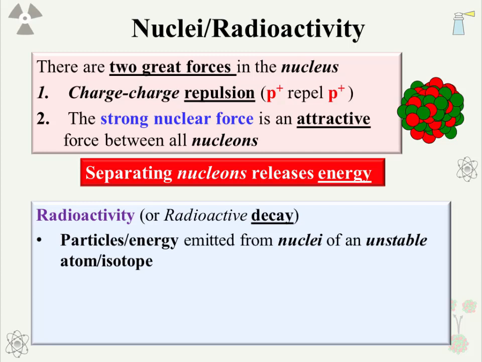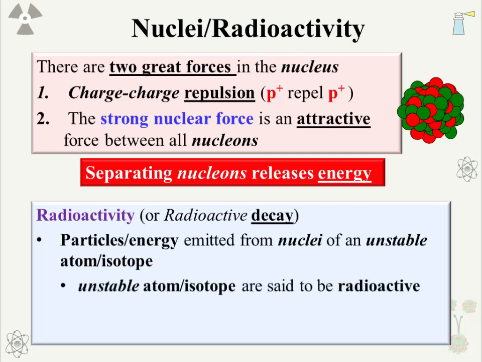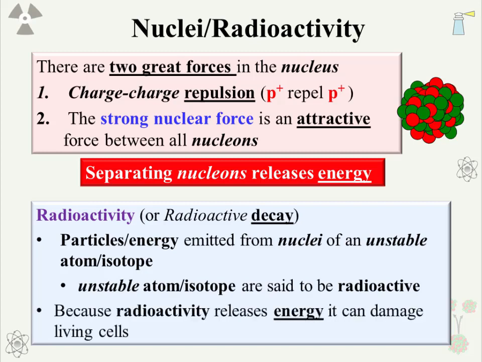Radioactivity is when particles or energy are emitted from the nucleus of an unstable atom or isotope. Unstable atoms or isotopes are said to be radioactive. Because radioactivity releases energy, it can damage living cells. Radioactive materials are potentially dangerous, and precaution must be taken.